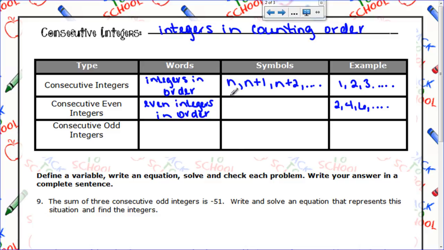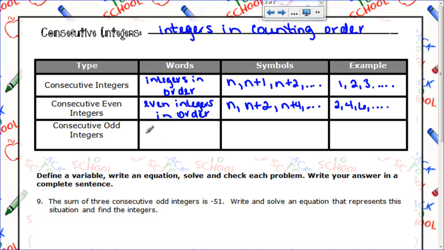And so when you write your symbols for those, the first one is still n. That will always be the case with the consecutive integers. But then the next one becomes n plus 2 because 2 plus 2 makes 4. You had to skip the number 3, and so you have to add 2. And then to get to the next one, it would be n plus 4, and so on.